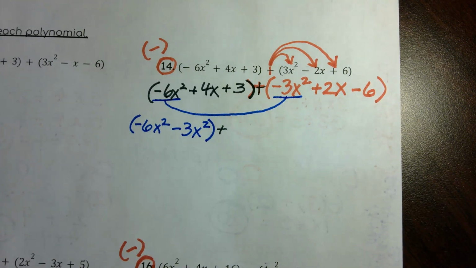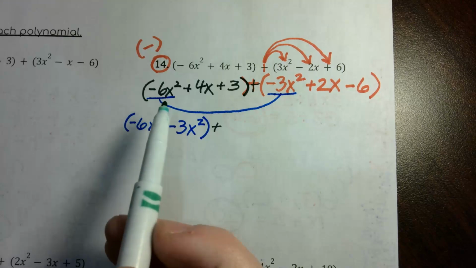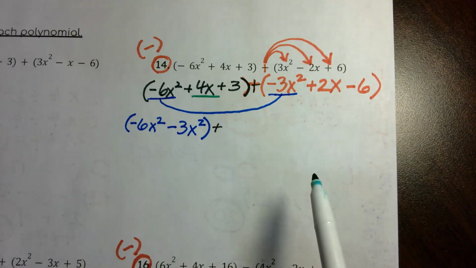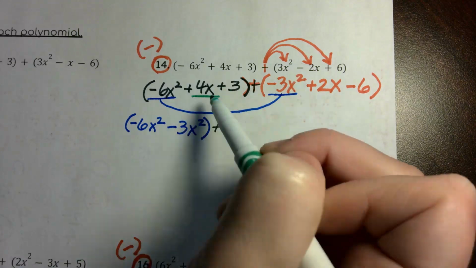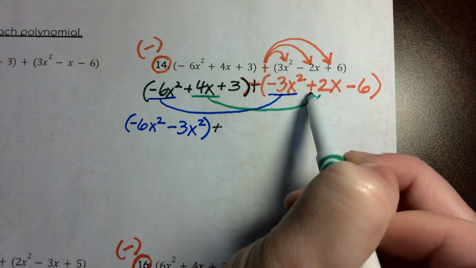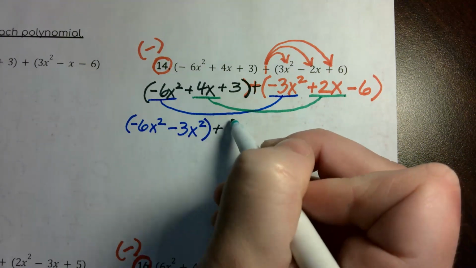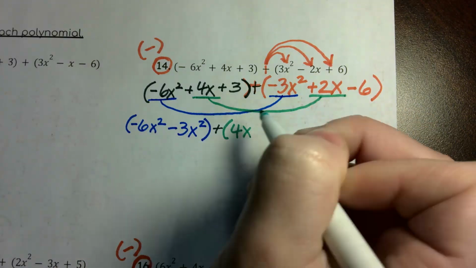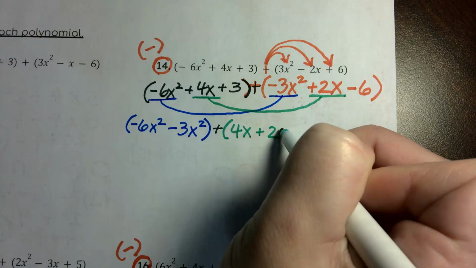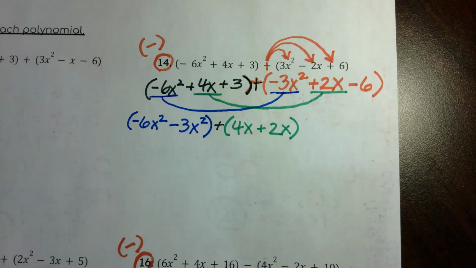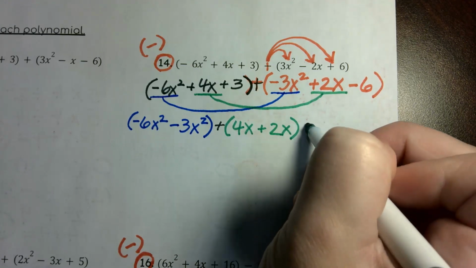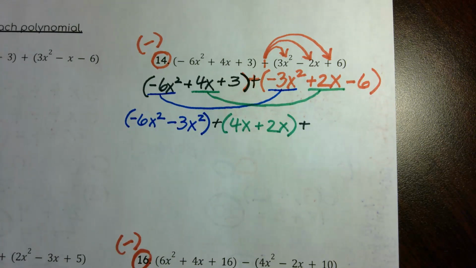Next, let's look at our x's. We did our x squareds. Now we have a 4x. What other x's do we see? 2x. So let's connect those. We've got a positive 4x, a positive 2x. We can just write 4x plus 2x. All right. And then since we changed it to addition, we put another plus sign in between our grouped terms.